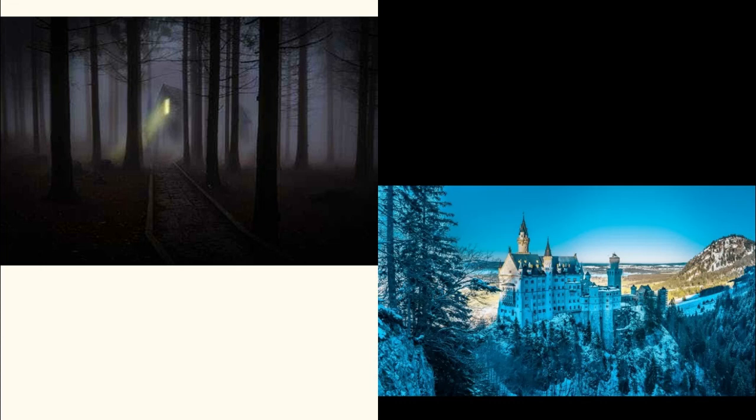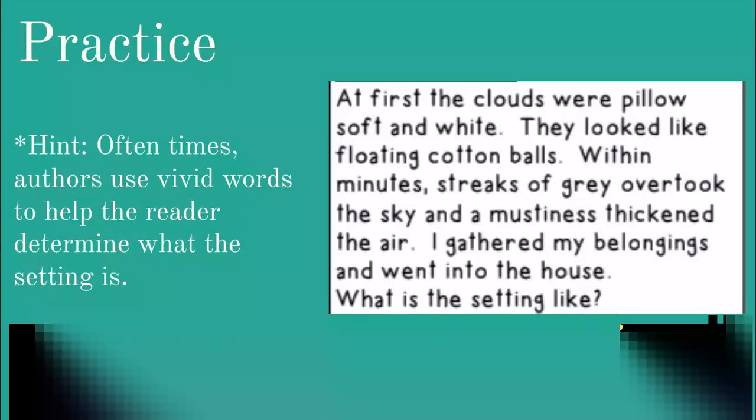So now that we've looked through pictures and found the setting, now we're going to apply all of that and we're going to read a passage instead. So just as a hint, oftentimes authors use vivid words to help the reader determine what the setting is. So vivid words just means the description words. It's how the author is painting this picture in your head so you can see it in your mind. So let's read this together.